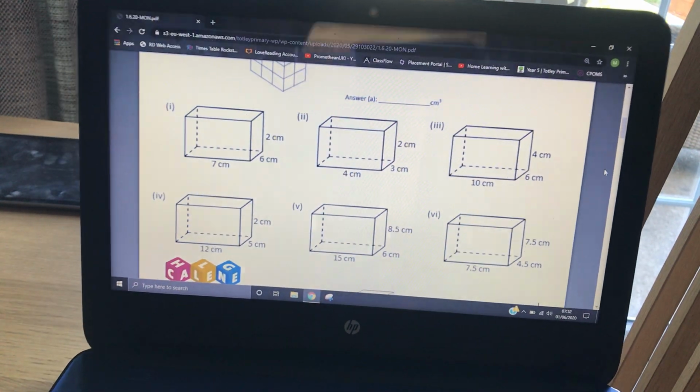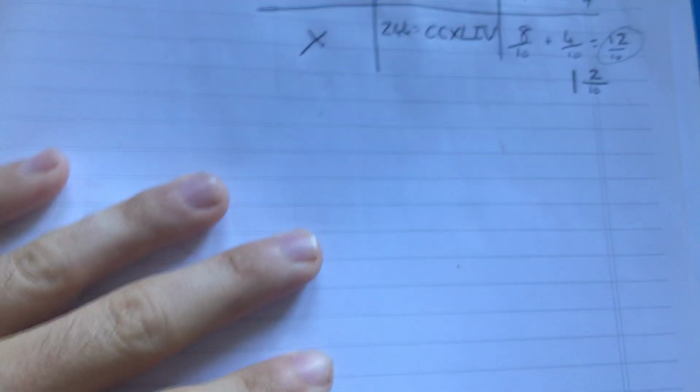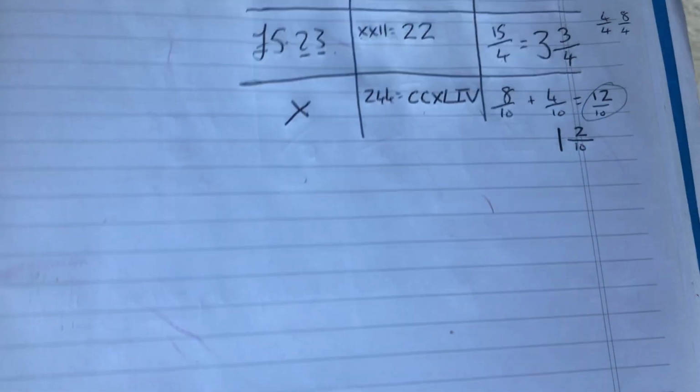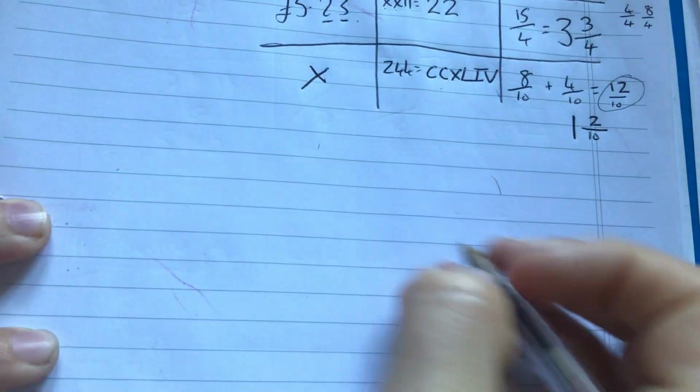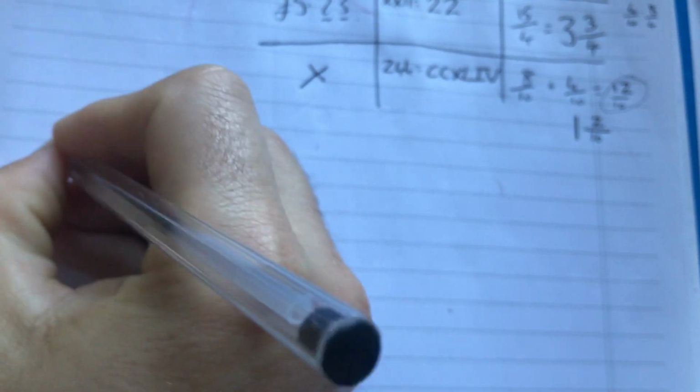I'm talking a lot. So, let's get a few of these down, because you've probably fast forwarded to the answers. So, they've done Roman numeral numbers.